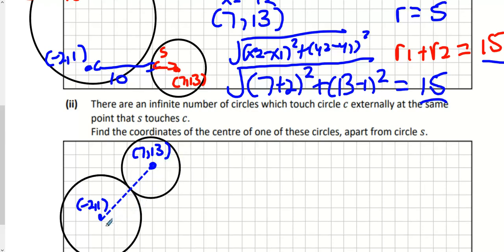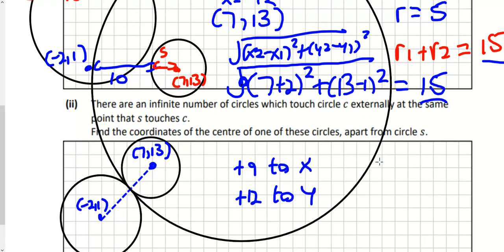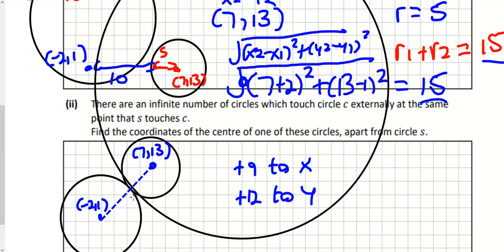Okay. So minus 2 goes up to 7. That's plus 9 to x. Okay. And then 1 to 13 is plus 12 to y. Just to be safe, I'm just going to double that distance. I'm going to put a circle all the way up here. And this circle, as we rightly discussed, is going to go all the way and it's going to touch it at the exact same point right down here.